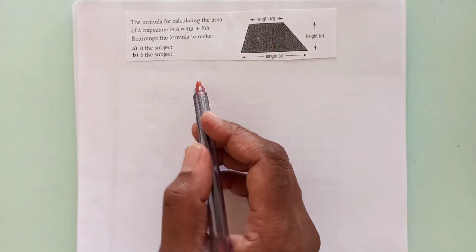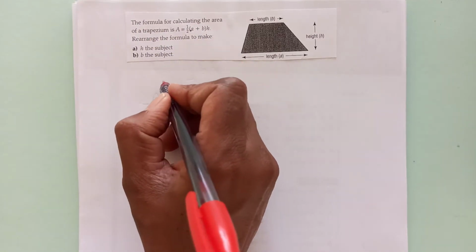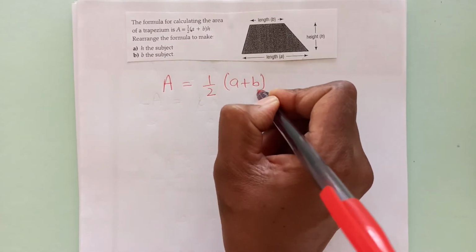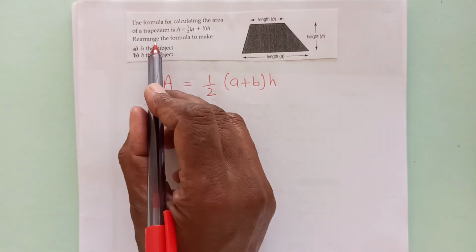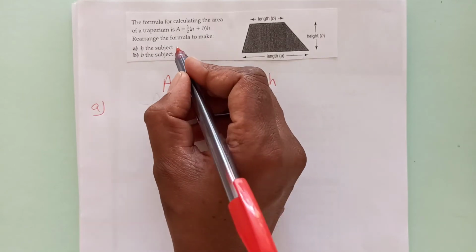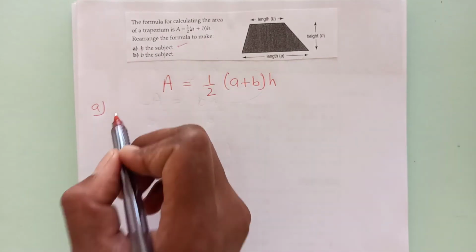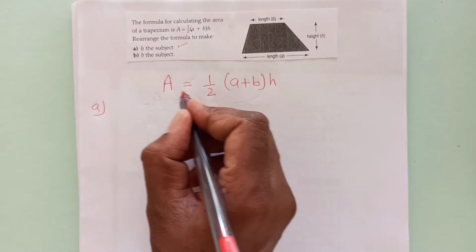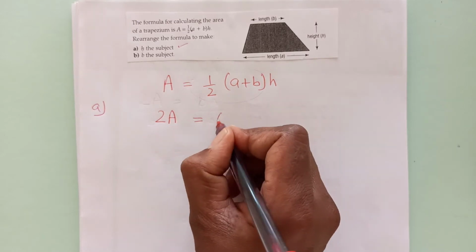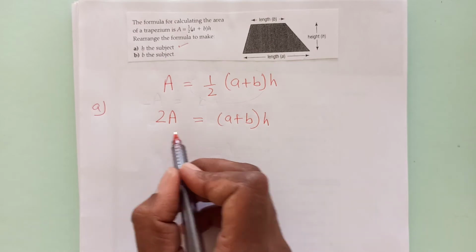Now see this example. The formula for calculating the area of a trapezium is A equals half (A plus B) times H. Rearrange the formula to make H the subject. The first part is we need to make H the subject. So for that we need to shift all these things to the other side one by one. So we shift 2 to the other side, it will be 2A equals (A plus B) times H.